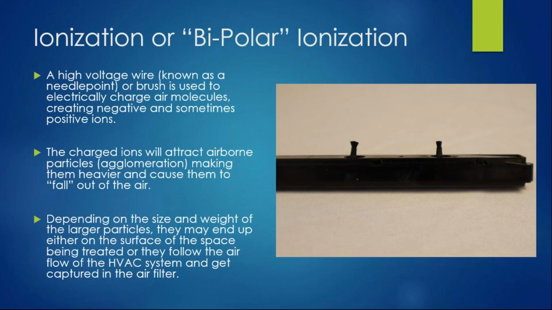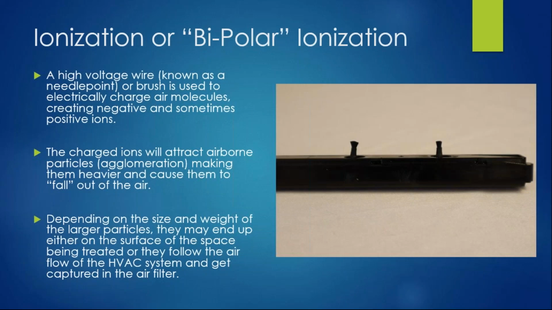Depending on the size and weight of the larger particles, they may end up on the surface of a space that's being treated. So dust, you're going to have a dusty surface somewhere. Some of them will actually flow down towards the air filter and hopefully get caught up in the air filter. So bipolar ionization in and of itself can do some good for particulates and some germs, and really you want to use this particular technology in conjunction with a decent air filter, I would say at least a MERV 11. So I wouldn't use it all by itself.